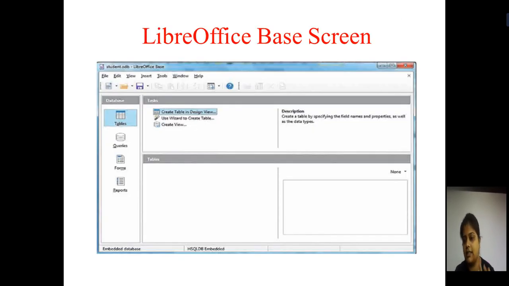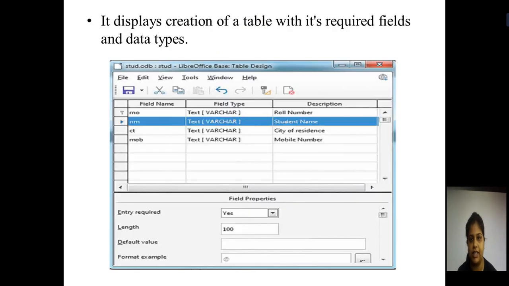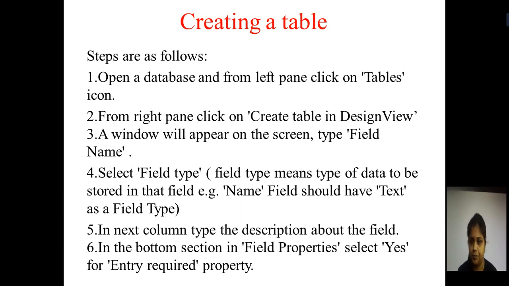This is your screen. When you open the screen, you will have to left click on this. In the left panel, you will have to click on tables. This we have seen already in the previous lecture. When you click on tables, we will do it practically, then on the right pane you can see the different options related to your table. From that you have to select create table in design view.